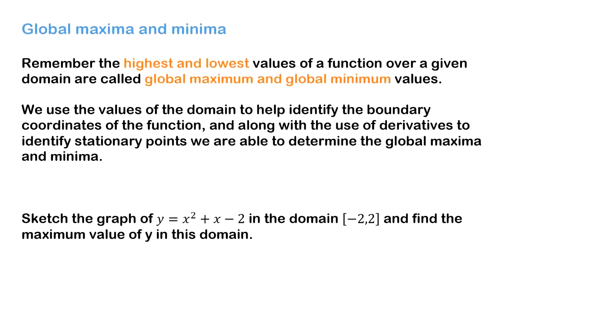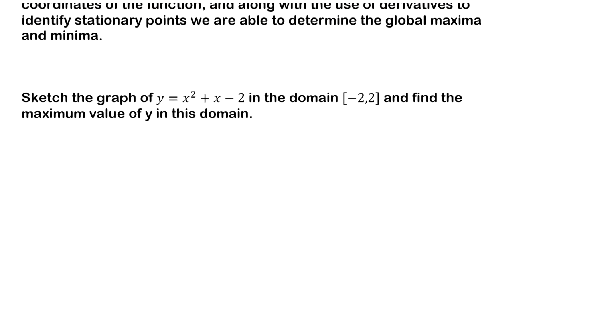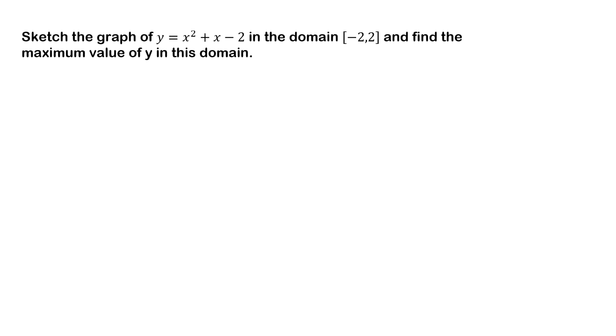So we use the values of the domain to help identify the boundary coordinates of the function. And then along with the use of what we've done in previous videos of derivatives to identify stationary points, we're able to determine the global maxima and minimum values. So I'm going to show you by doing an example off the bat. So here we have our function and we have a domain listed here. We need to find the maximum value.